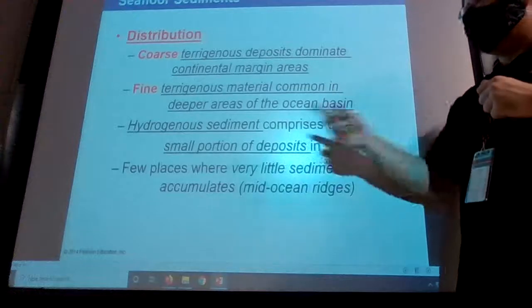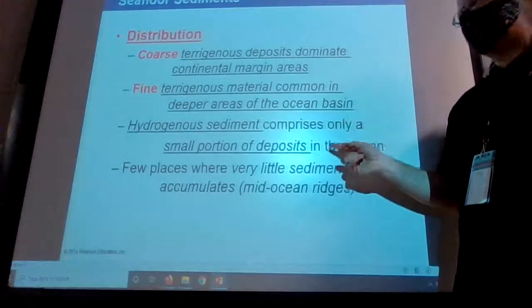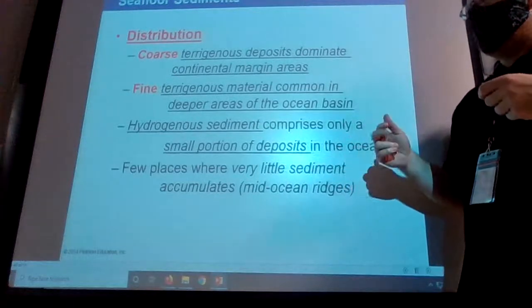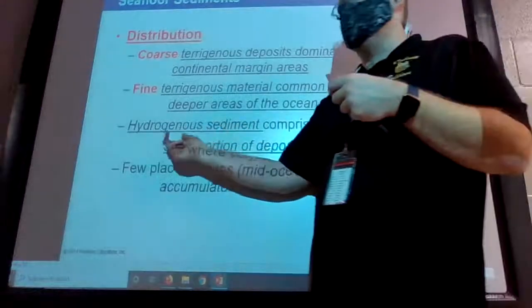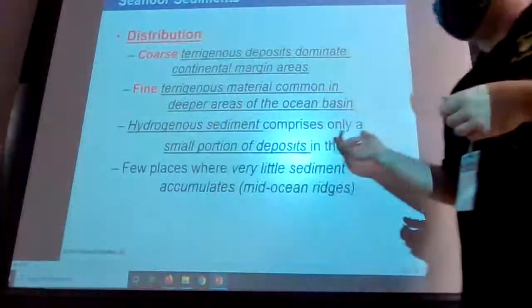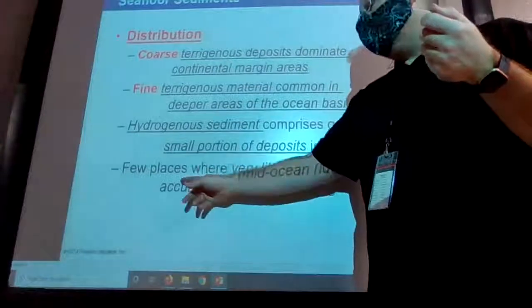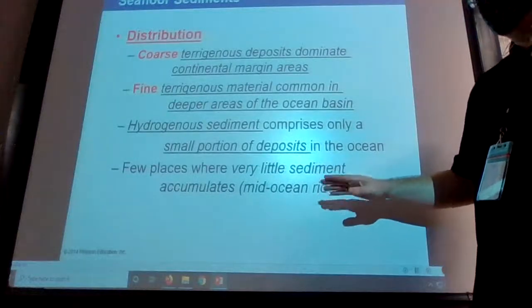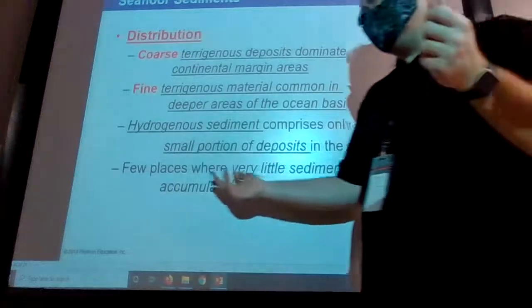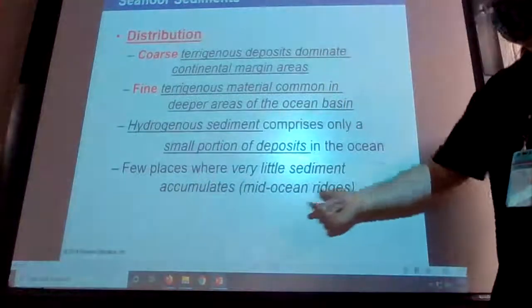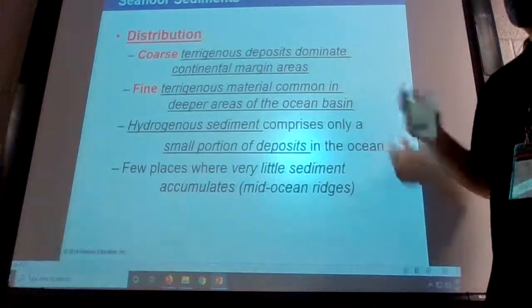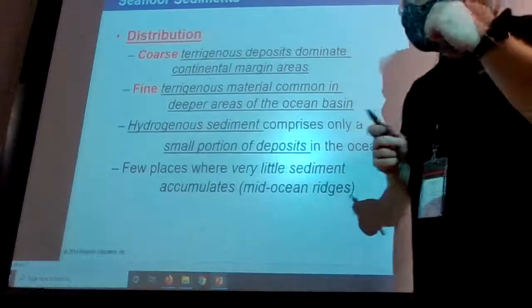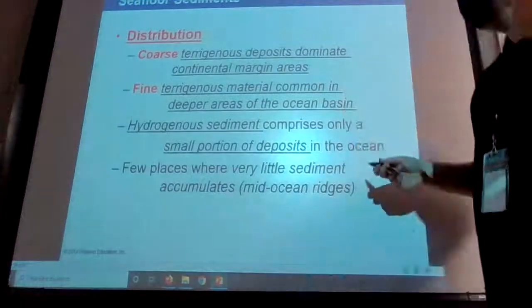Your hydrogenous sediment comprises only a small portion of deposits in the ocean. So these are like your metal nodules or your evaporites or other things like that. And then few places where very little sediment accumulates are going to be like your mid-ocean ridges. And that's only because that land there is literally brand new. It just got created by the mid-ocean ridge, so it hasn't had time to fully form.